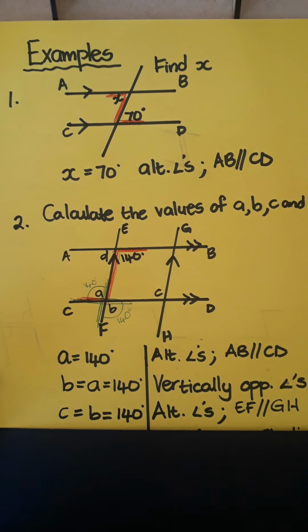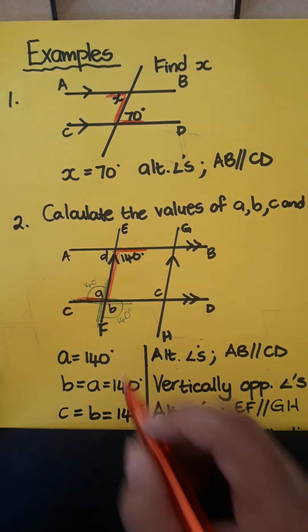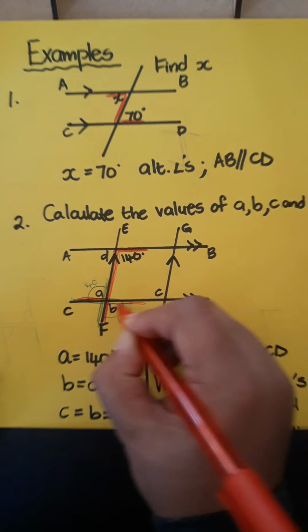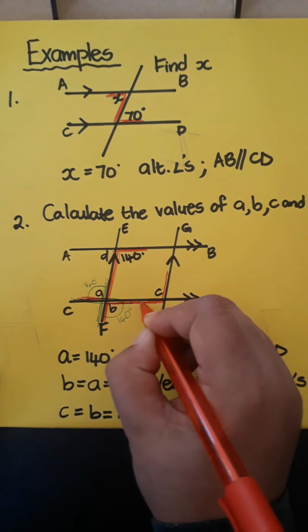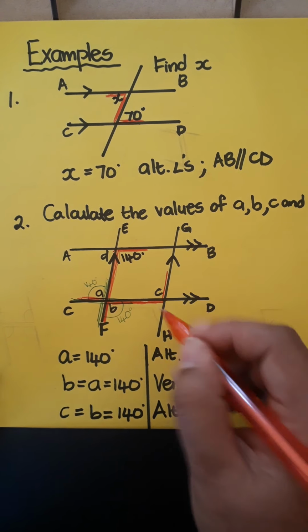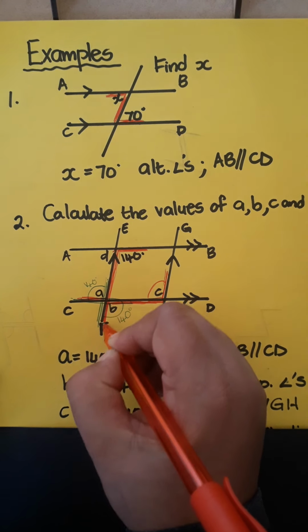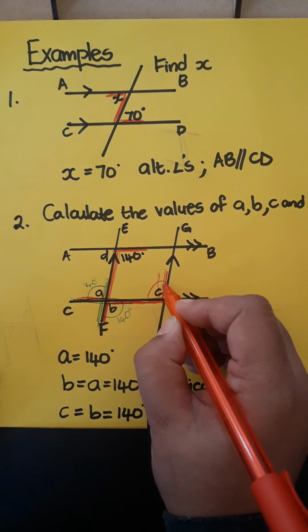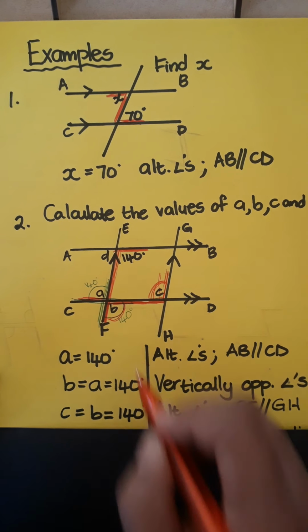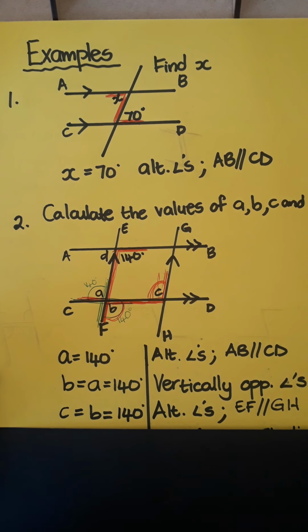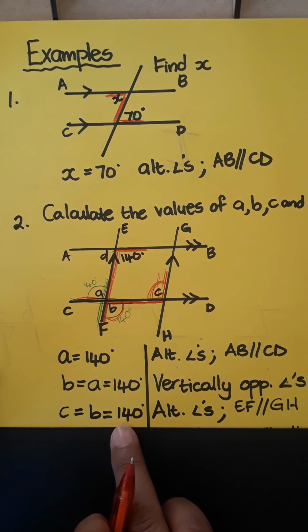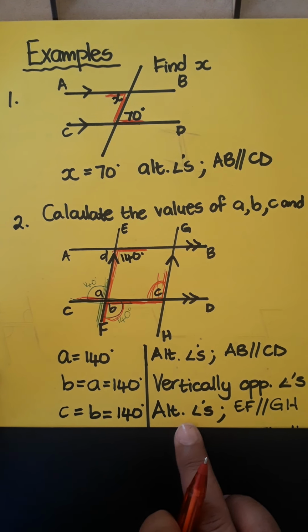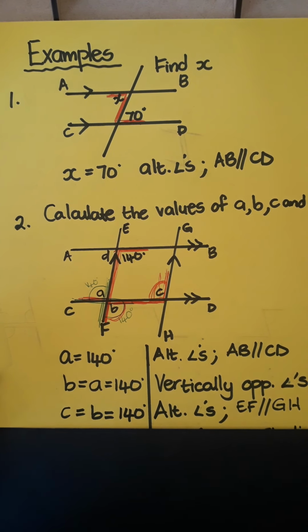Let's go on. What do we notice now? There are many ways of finding C, but if I look here, there is another Z. Can you see the Z I'm talking about? So it means that this is equal to this as well. C is equal to B, alternate angles. EF is parallel to GH. Let me repeat. C equals B, which is equal to 140 degrees, alternate angles. EF is parallel to GH.